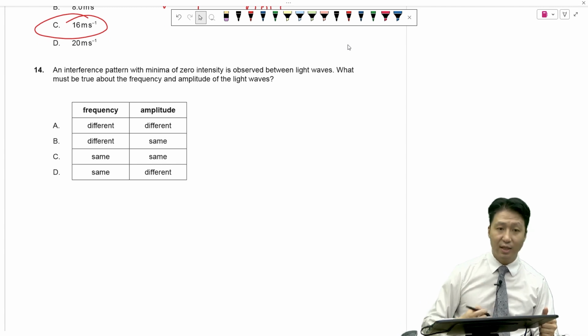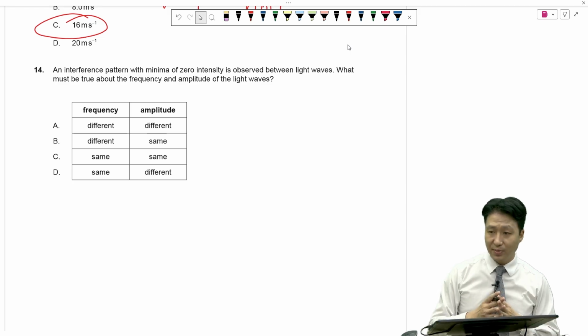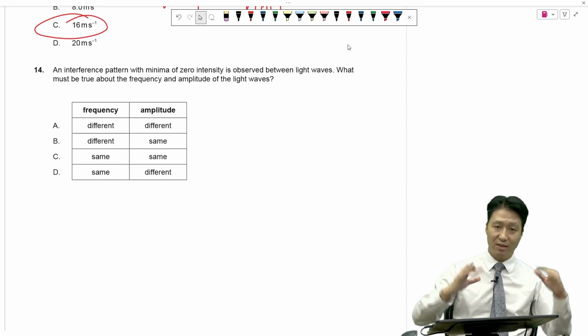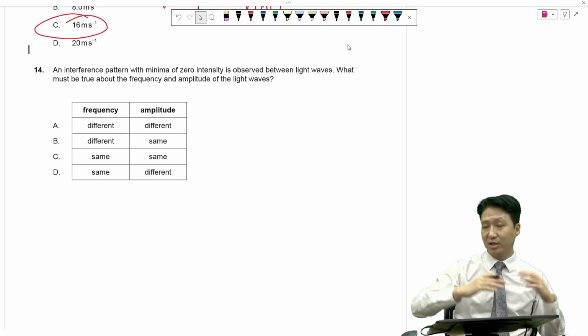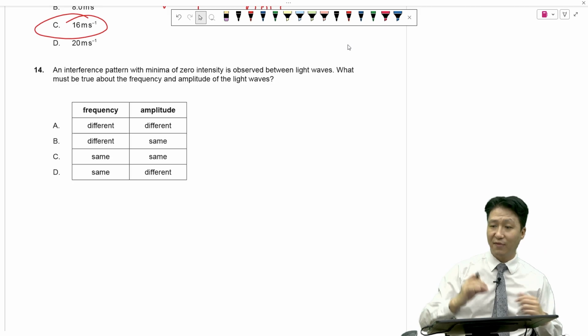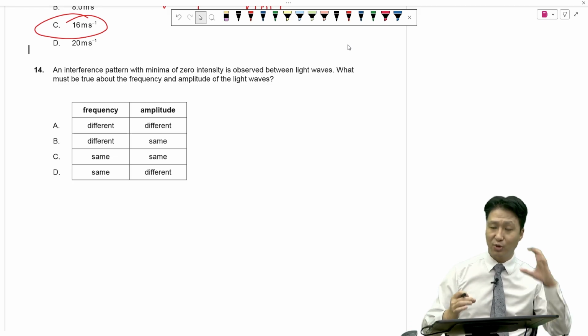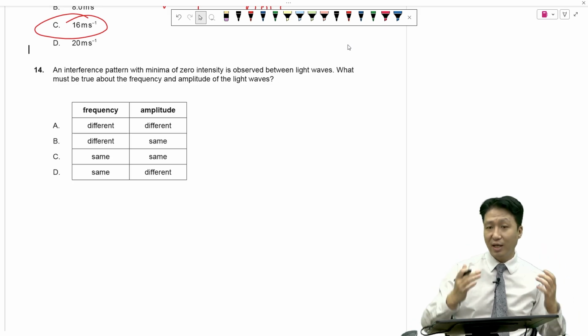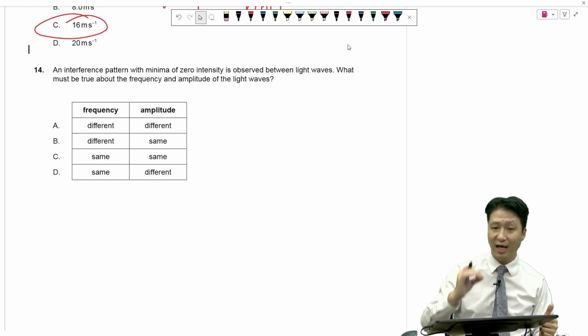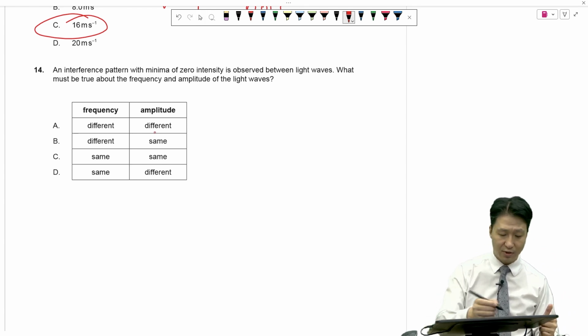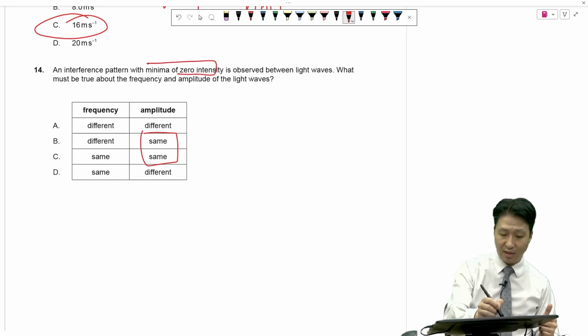In number 14, it says, an interference pattern with minima of 0 intensity is observed between light waves. What must be true about the frequency and amplitude of the light waves? Well, according to the superposition principle, when you add two waves, you're adding basically the amplitudes. If there's constructive interference, they add up to 2A. But if it's destructive interference, you're subtracting one of the amplitudes from the other. And in order to get a 0 amplitude, you have to have the same amplitude for both. So the amplitude has to be the same for both in order to get a minima of 0 intensity.